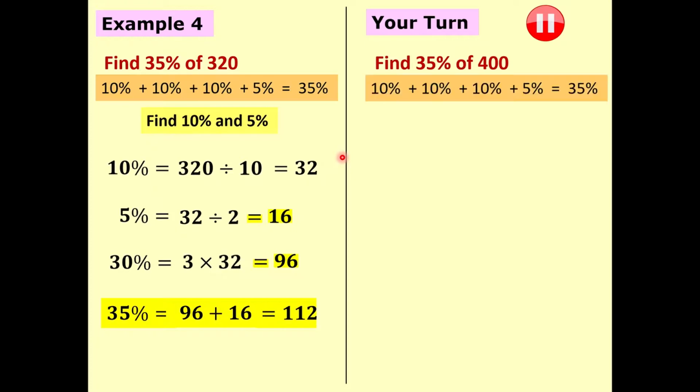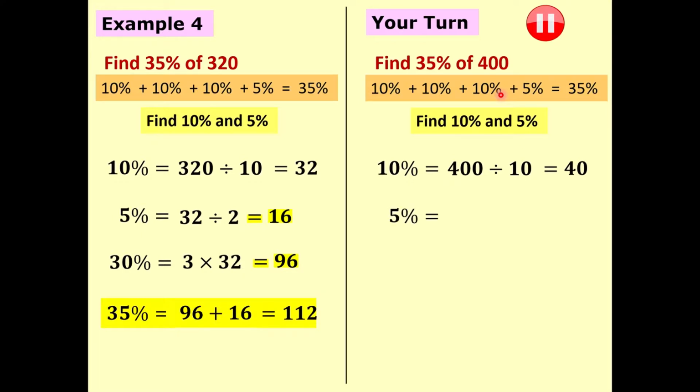So again, breaking it down into manageable chunks, we know how to find 10%, we know how to find 5%, so we're going to go ahead and find 10 and 5%. So 10% we'll divide by 10, so 400 divided by 10 to give you 40. 5% is half of our 10%, so we're going to divide that by 2 to give us 20.